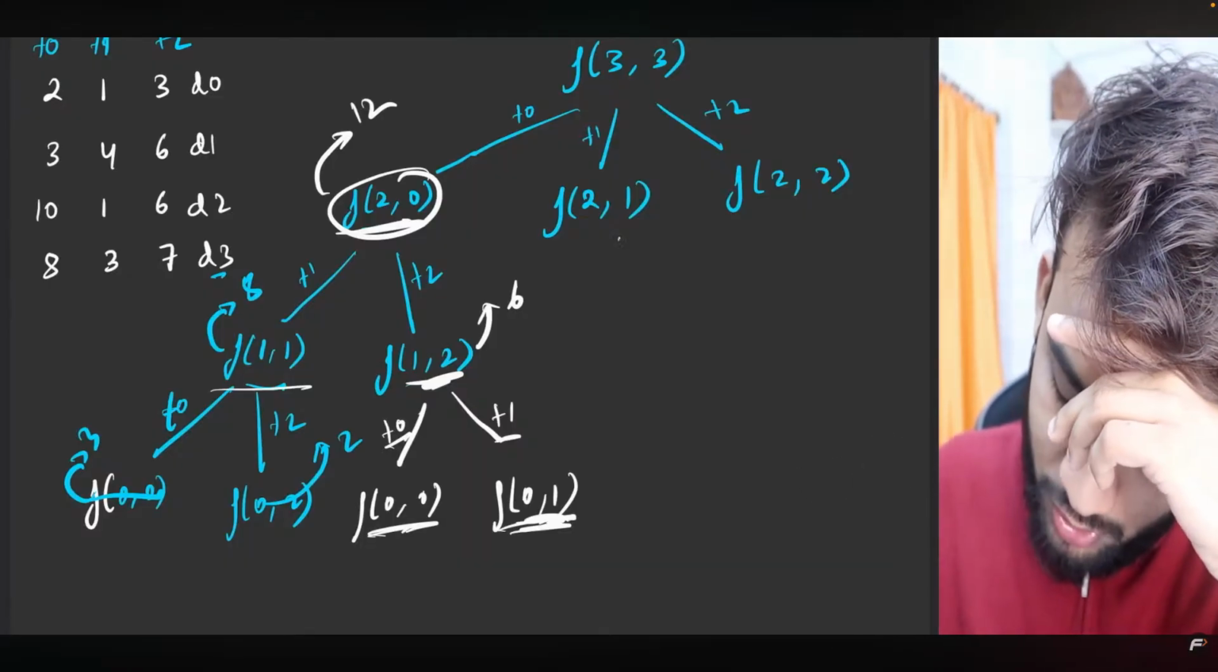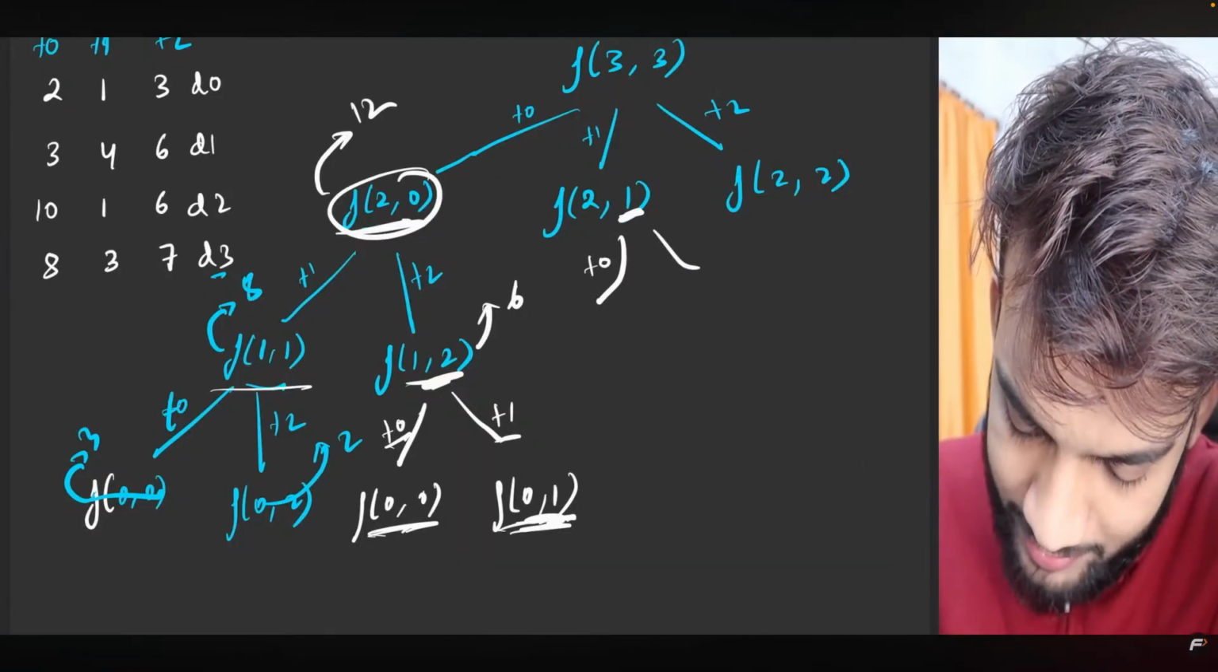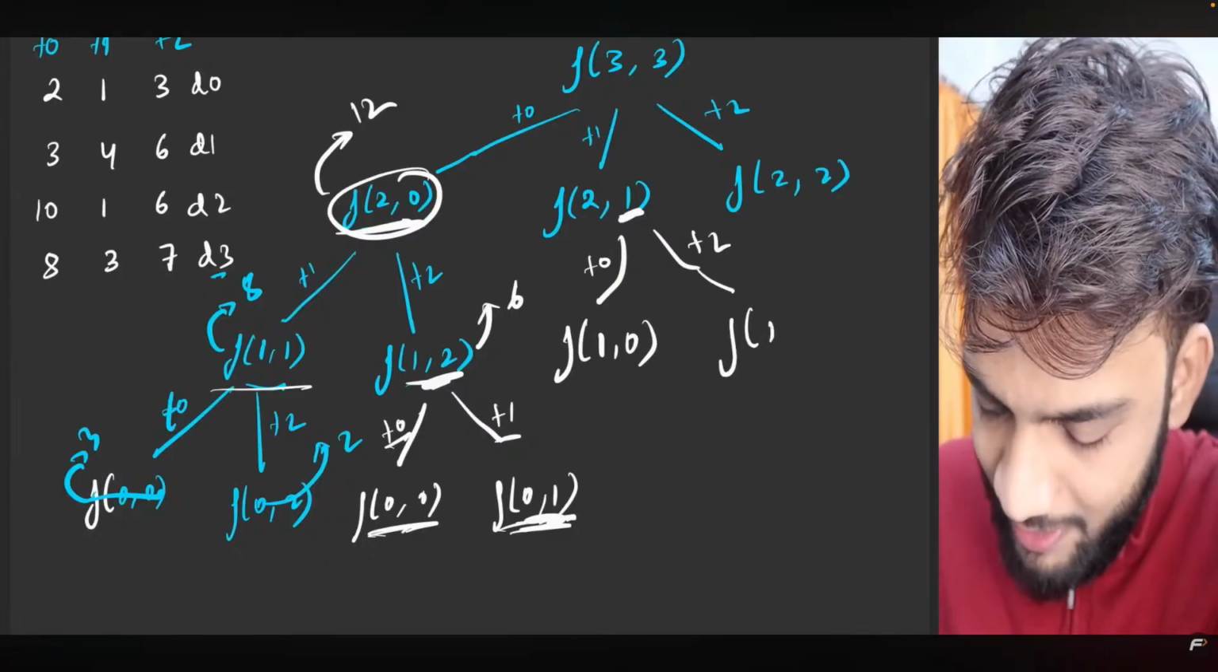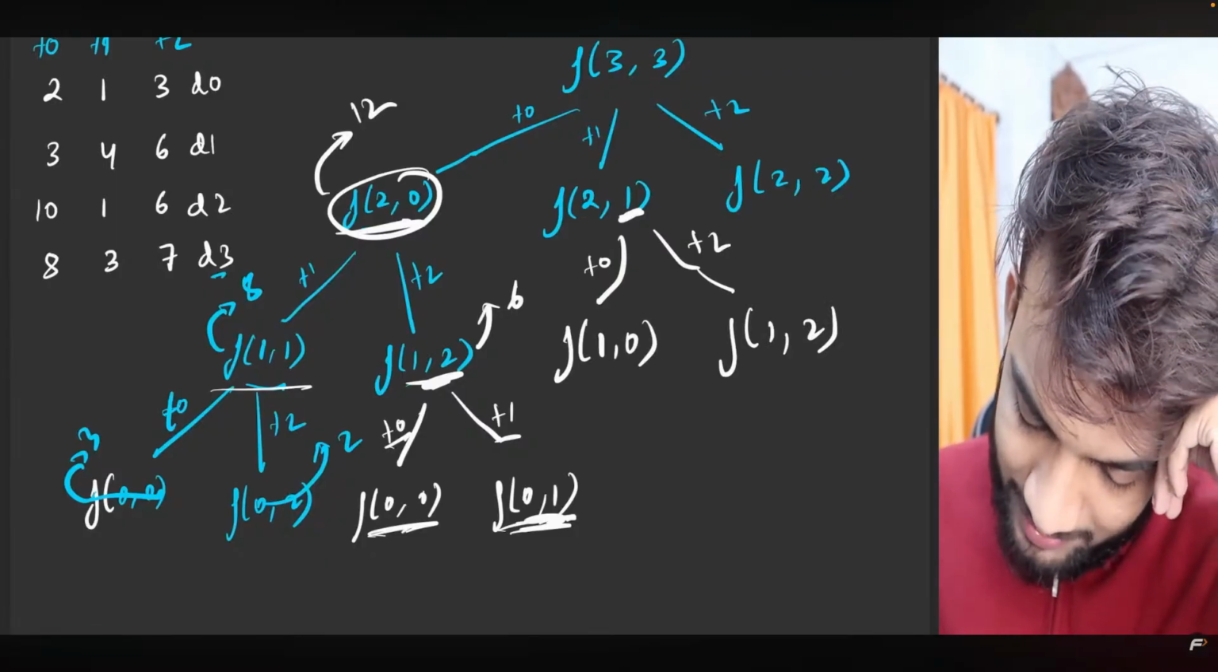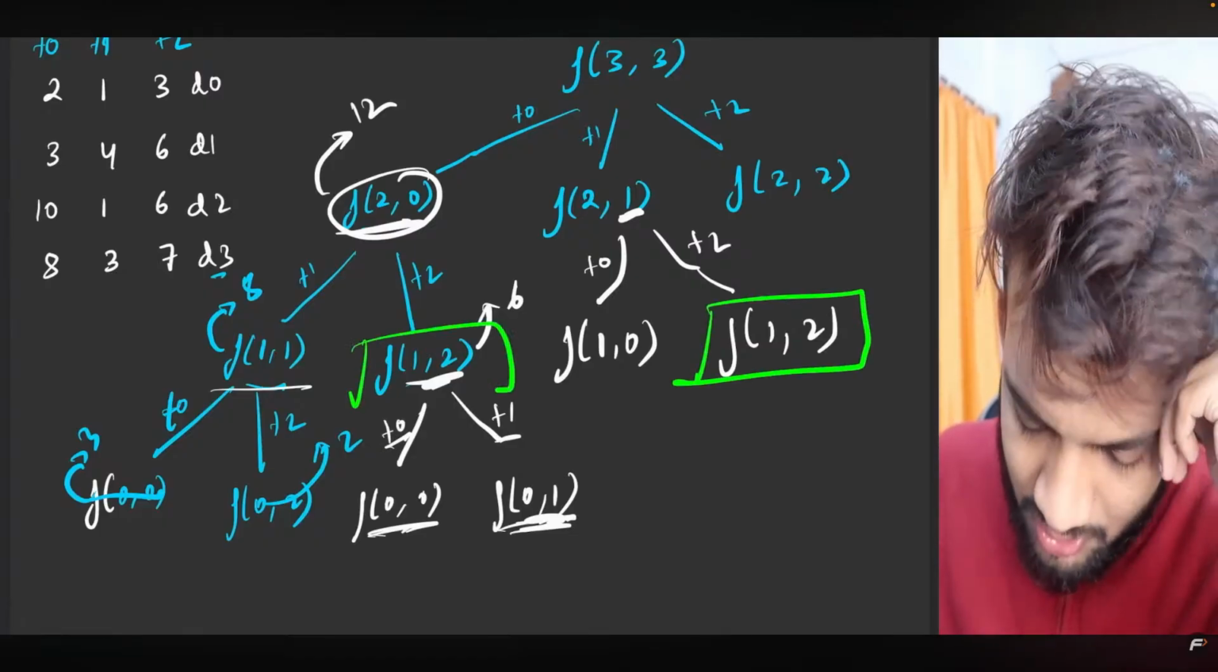So first, I'll just show you one more. Over here, if you are doing task 1, you'll be like task 0 and task 2. So f of 1, 0 and f of 1, 2. If you carefully see, do we still see an overlapping? Yeah, this is the first overlapping subproblem that you'll see.